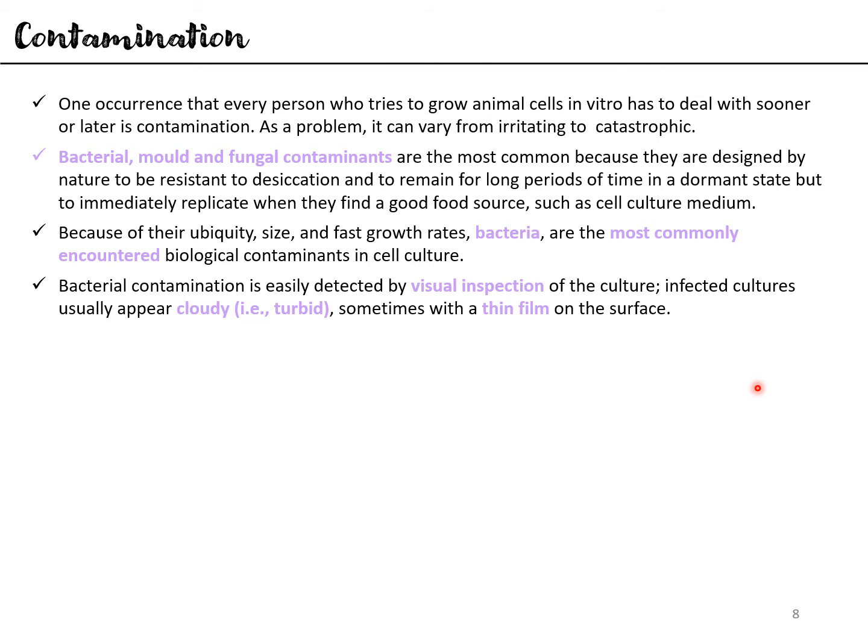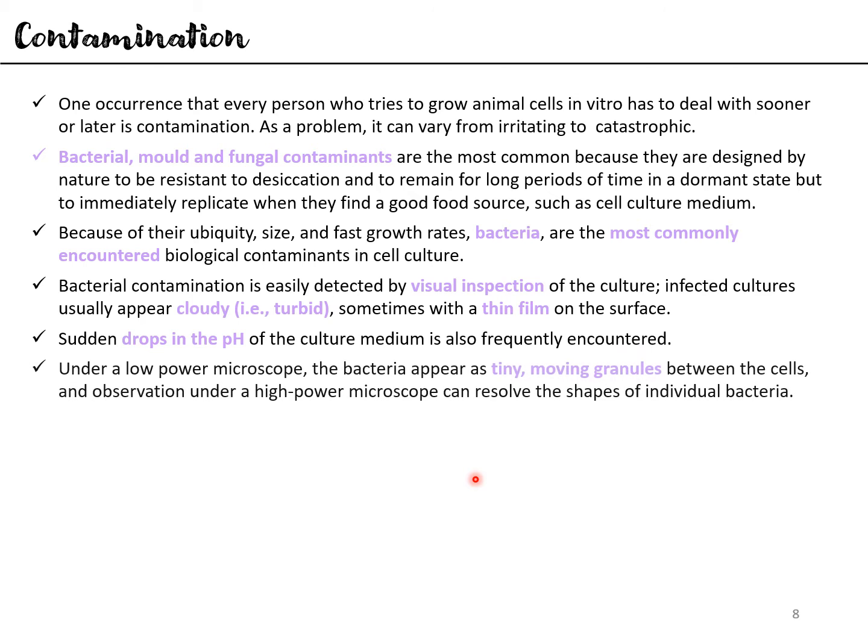And sometimes there can be even the formation of a thin film on the surface, depending on how intense your contamination is. Also, if you have bacterial contamination, the pH of the media changes. So your plates will now take on a yellow coloration. That is also indicative of contamination. Sudden drops in the pH of the culture media is also frequently encountered.